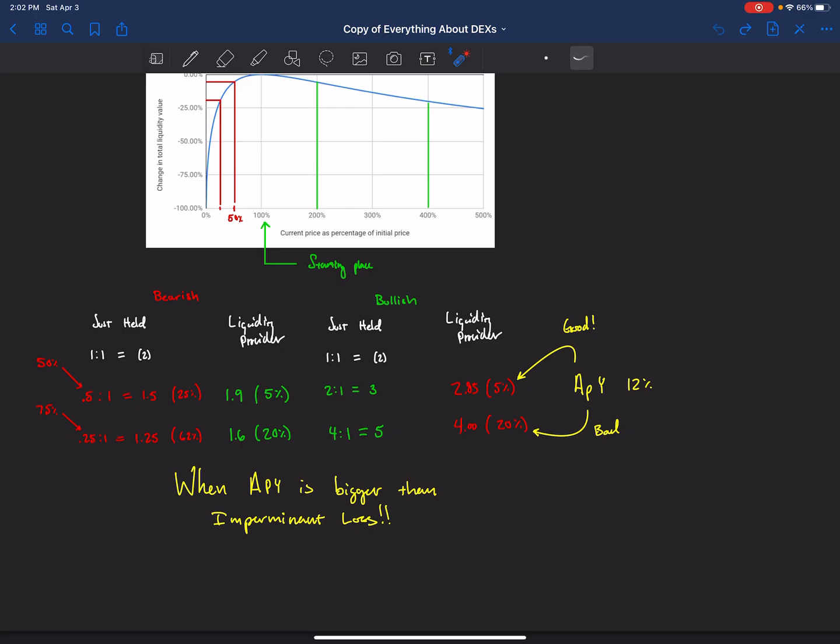So yeah, if you think one of the tokens is going to be worth 0, don't ever become a liquidity provider because you'll lose everything. Not only the thing that you think might go to 0, but the other side, you'll lose it.